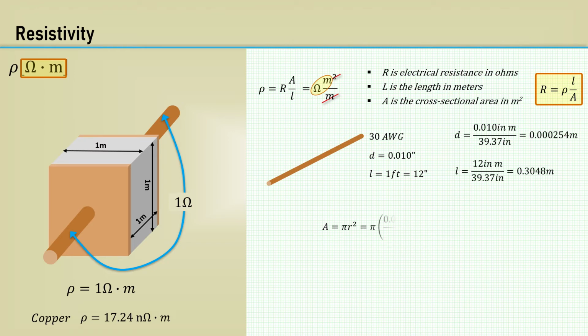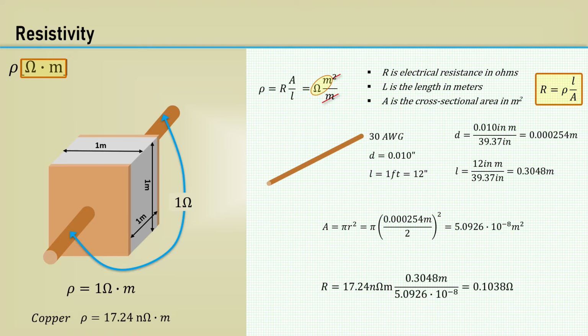Then we need to calculate the area, halving the diameter to get the radius, and involve pi. We get 0.1038 ohms resistance. This took a lot of unnecessary work. Next, we will demonstrate a more convenient system for units of resistivity.